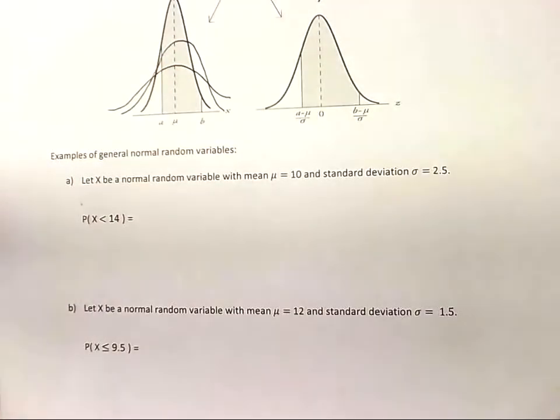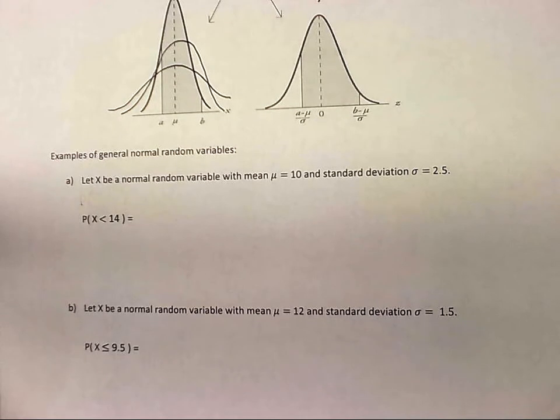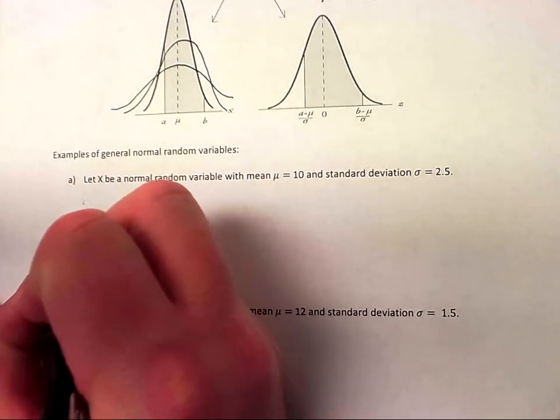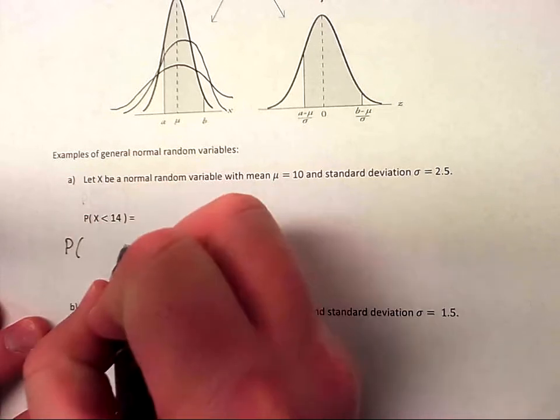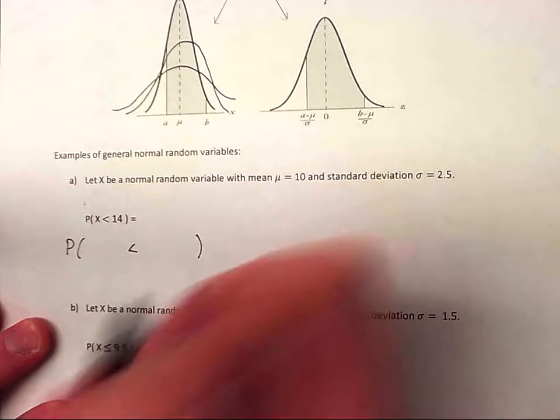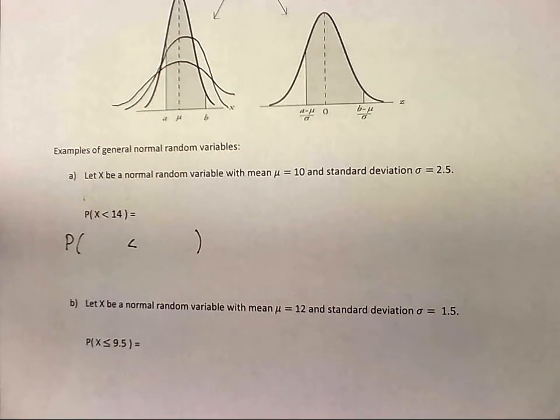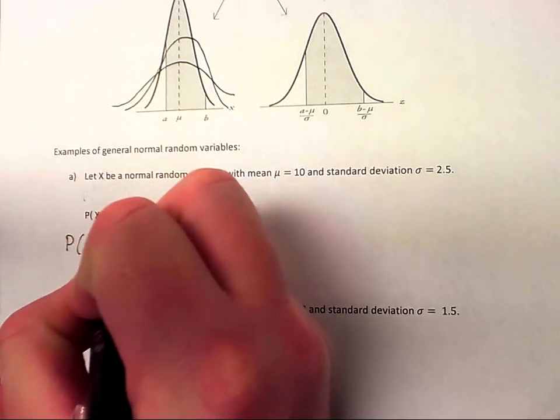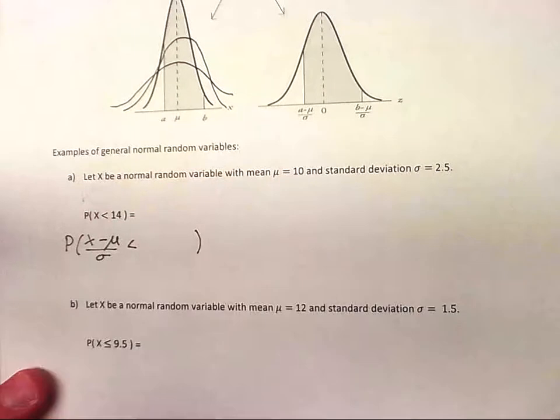We're trying to figure out the probability that x is less than 14. So we said that if we wanted to do this, we want to convert our x to a z value. The way that we convert our x to a z value is we subtract the mean and divide by the standard deviation.